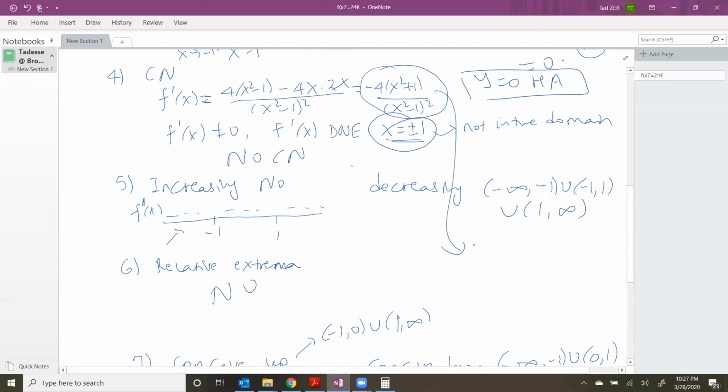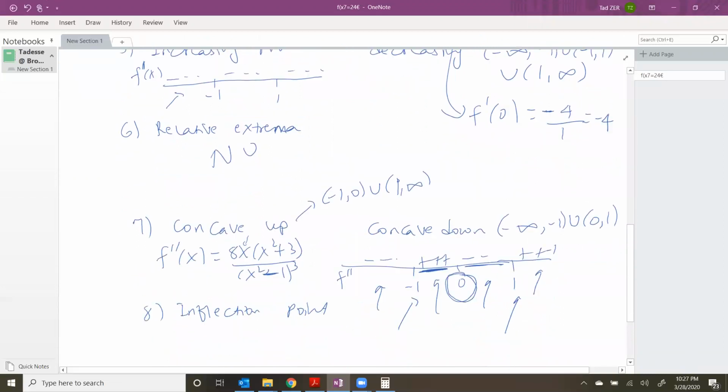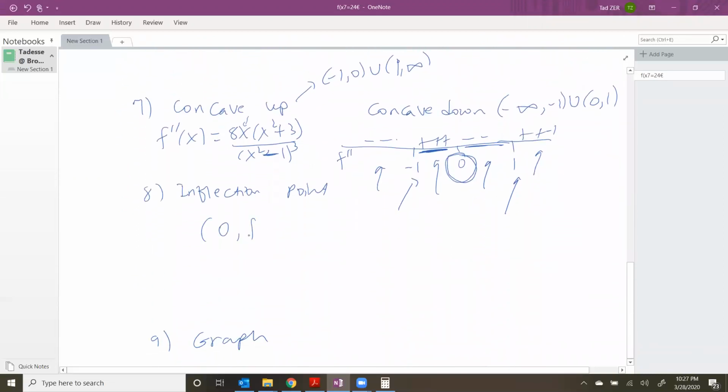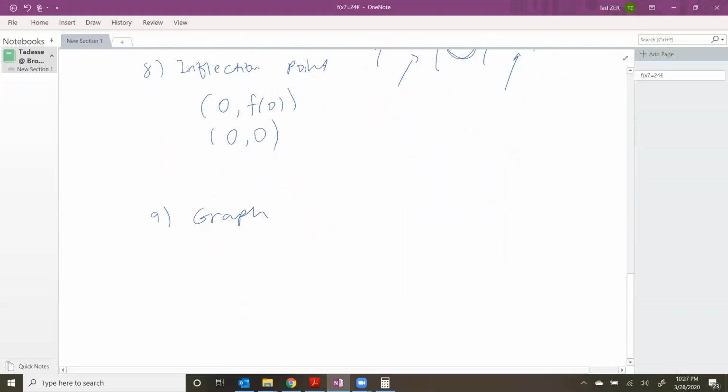I'm trying to find if there is any tangent line. The derivative at 0 is negative 4 over 1, which is negative 4. So which means I have a tangent line there. So what that means? The inflection point will be 0, comma f of 0. So if you plug in 0, the value of the function at 0 is 0. So there's nothing new, again, the x and y intercept.